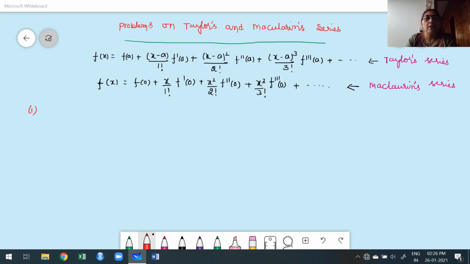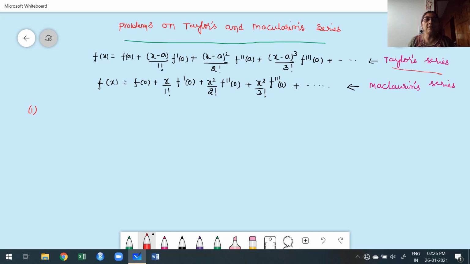Taylor series expansion is nothing but: f of x is equal to f of a plus (x minus a) by 1 factorial into f dash of a, plus (x minus a) whole square by 2 factorial into f double dash of a, plus (x minus a) whole cube by 3 factorial into f triple dash of a, plus etc., goes on to an infinite number of terms. This is called the Taylor series expansion.